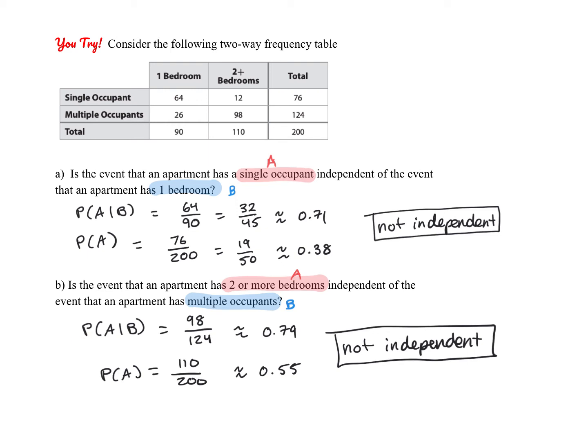And then for the second one, probability of A given B, multiple occupants there's 124 total outcomes and 98 of them are event A, 2 or more bedrooms, so 98 over 124. And event A, just being 2 or more bedrooms, is 110 over 200. So these two probabilities are not the same, so the events are not independent.